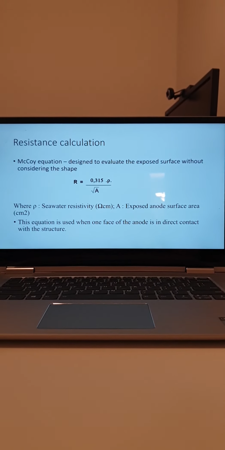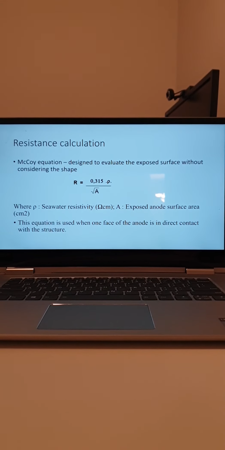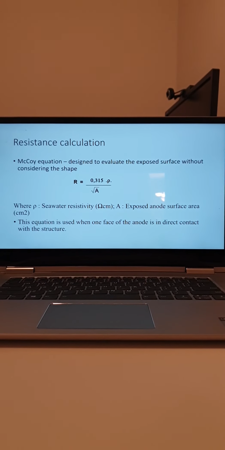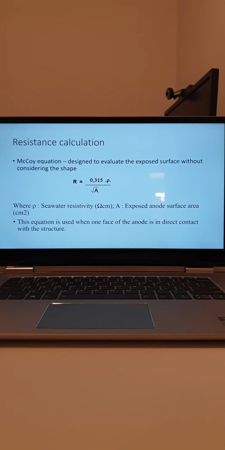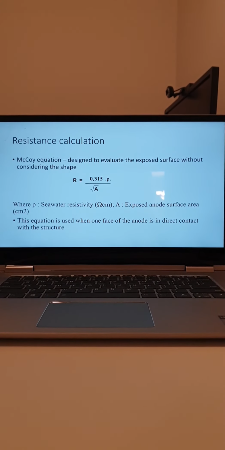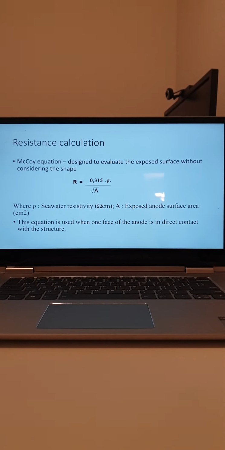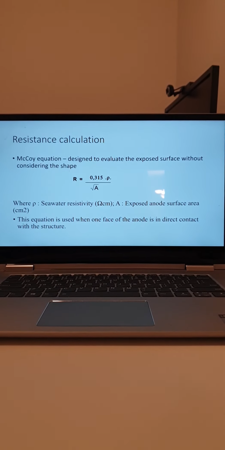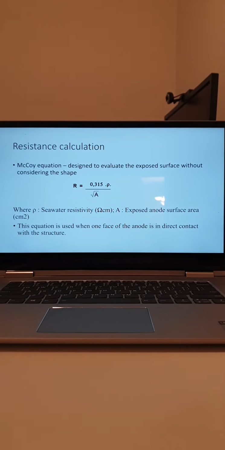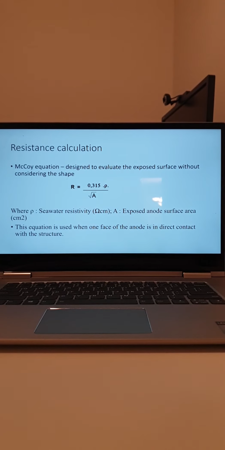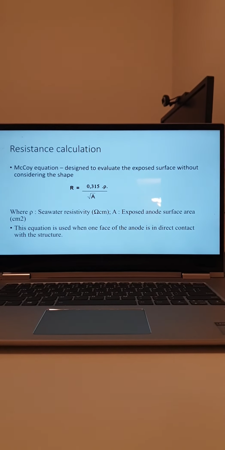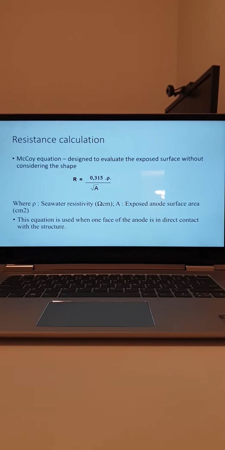The McCoy equation is designed to evaluate the exposed surface without considering the shape. So it's basically just evaluating the exposed surface area. This equation is used when one face of the anode is in direct contact with the structure. So it's basically a bracelet on a pipeline, or an anode touching a ship, or on a platform, an anode touching the structure of the platform. This is the McCoy equation.